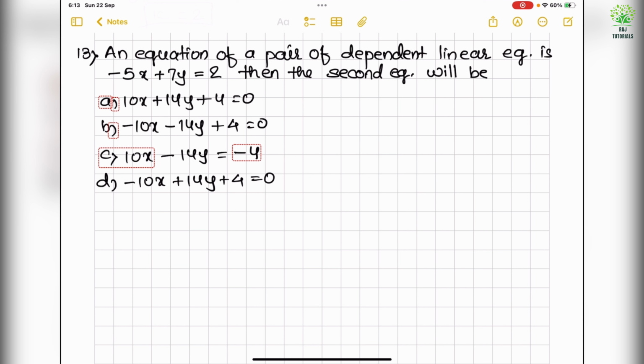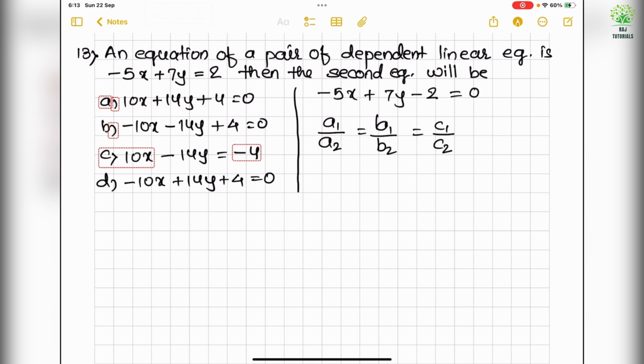Now, next is an MCQ given. An equation of a pair of dependent linear equation is minus 5x plus 7y equal to 2. Then the second equation will be, okay. So, we know that the first equation is minus 5x plus 7y. Now 2 I am bringing on the LHS side, so it will be minus 2 equal to 0. Now for dependent, it should be a1 upon a2 equal to b1 upon b2 equal to c1 upon c2.